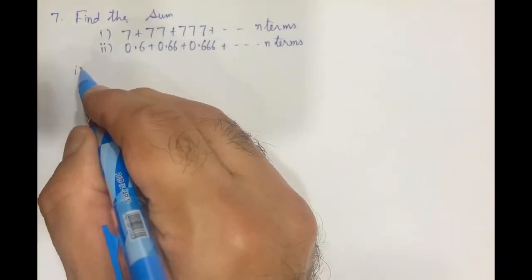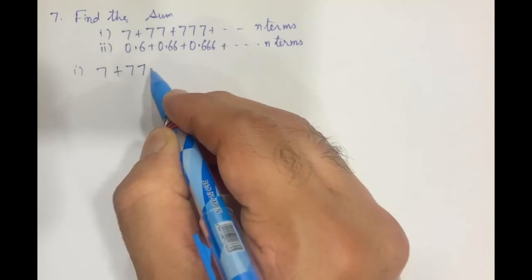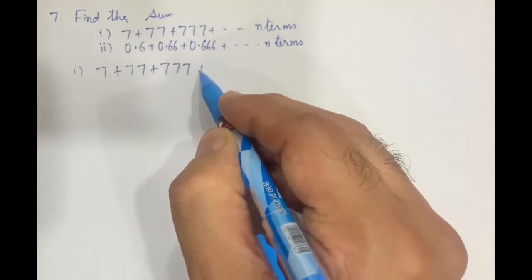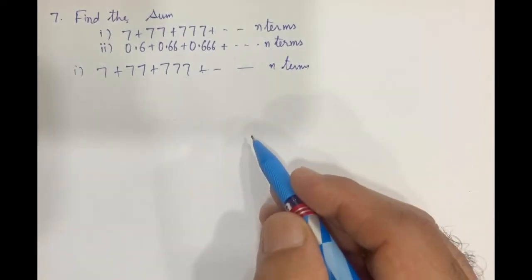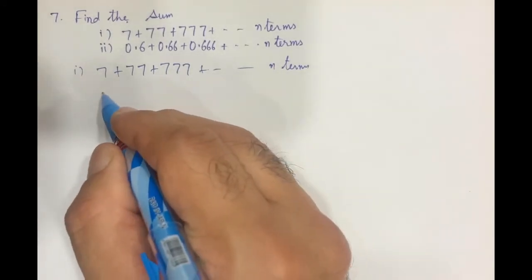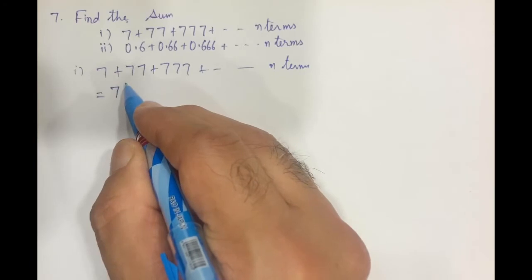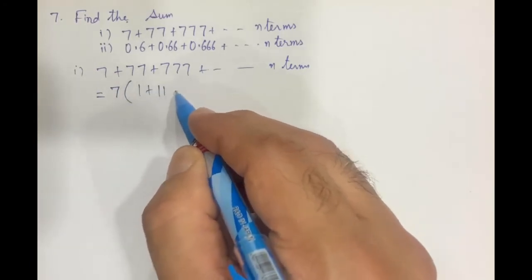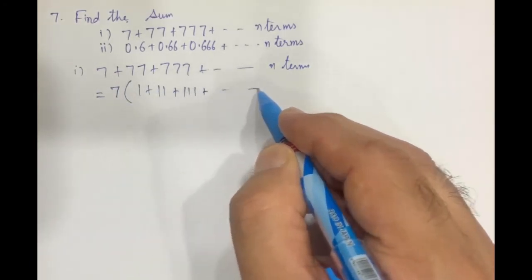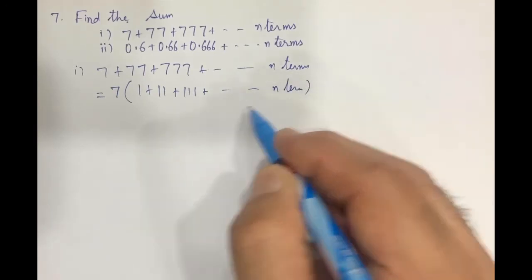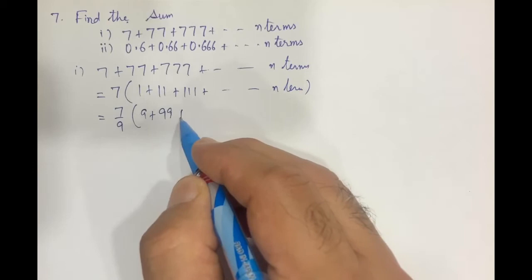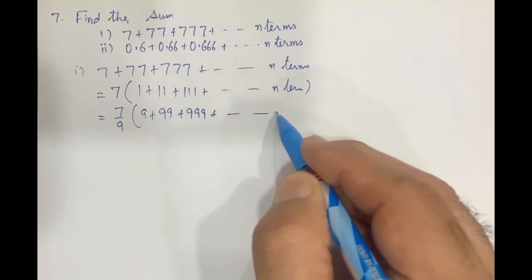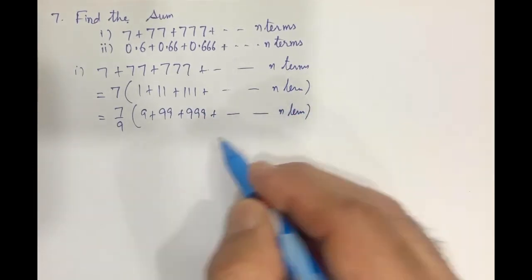First part we have 7 plus 77 plus 777 and so on. We have to find sum of n terms of this. This is not GP, but let us make these changes. Say take 7 common: 1 plus 11 plus 111, so on up to n terms. Divide by 9, multiplied by 9: 9 plus 99 plus 999, this is up to n terms.